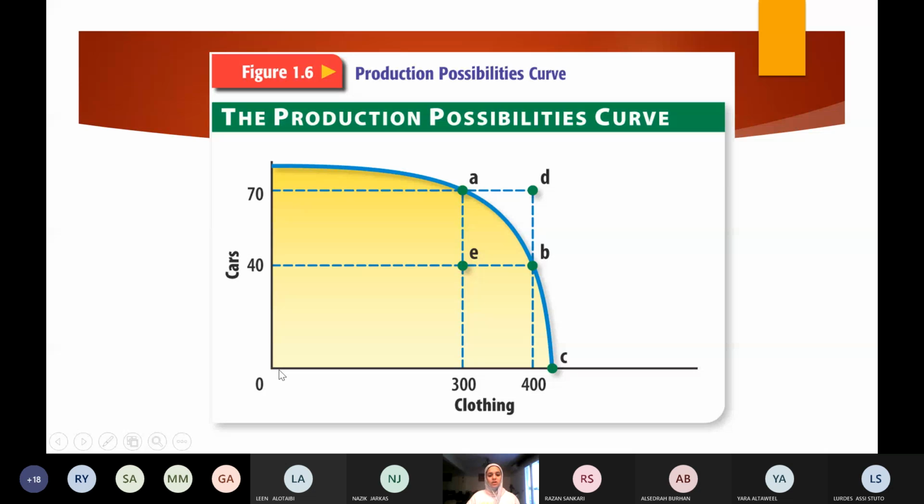I have the same amount of money. I cannot produce more than 70 and 300. If I want to produce more clothing, I have to produce fewer cars. So it will be 40 cars and 400 clothing. I will be at B here. So we were at 70 cars, 300 clothing. I wanted to add more clothing, so I have to minimize the cars. So the curve goes down when I want to choose another product.